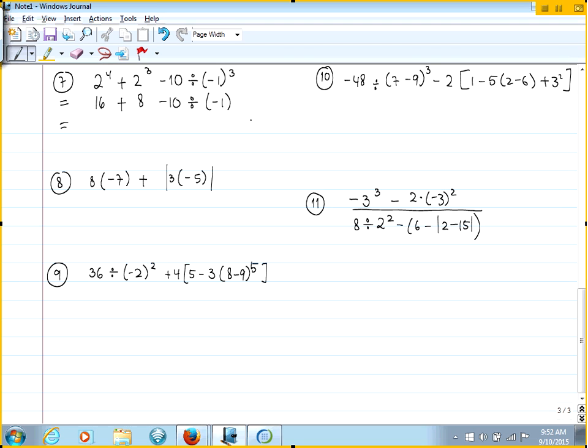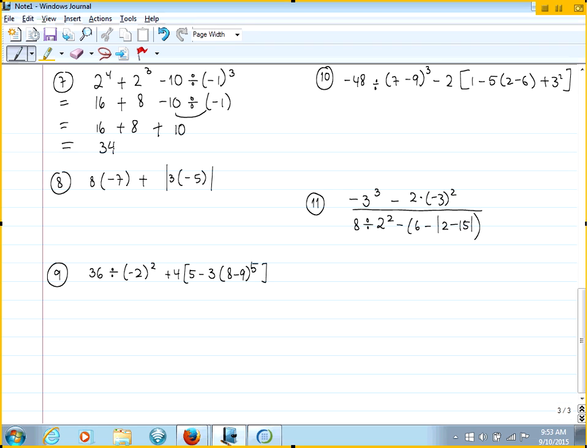Now, what operations now? Division, yes. So I'm copying the other one, 16 plus 8. Now I have negative 10 divided by negative, oh, this is minus, right? What is negative 10 divided by negative 1? Positive 10, so this is a plus 10. All right. So what is 16 plus 8 plus 10? 34. Yes, you're right. 34. Good.